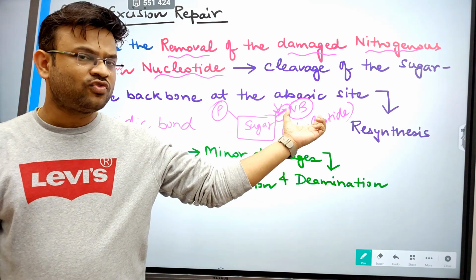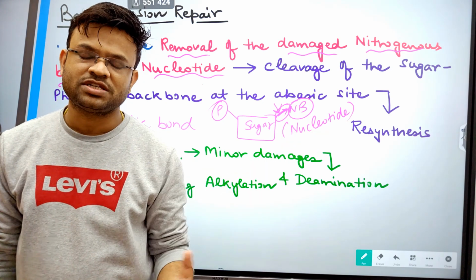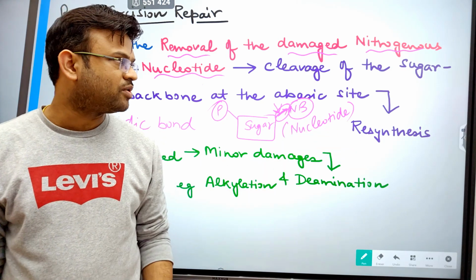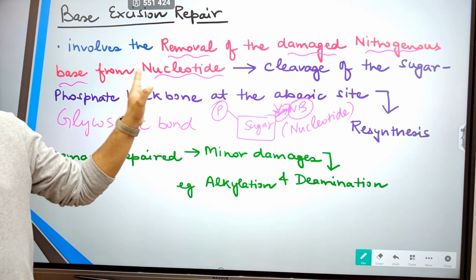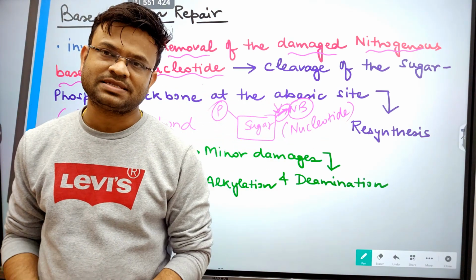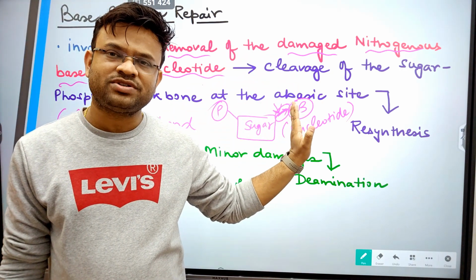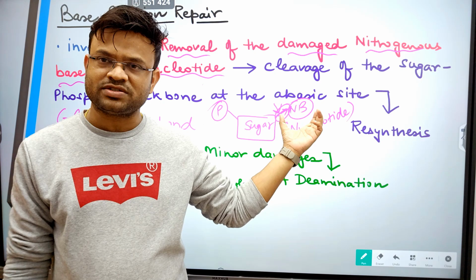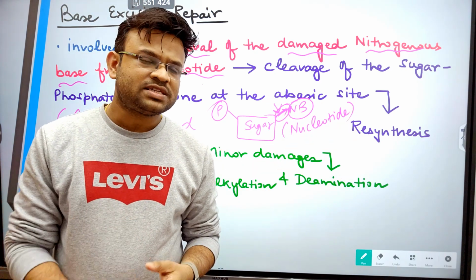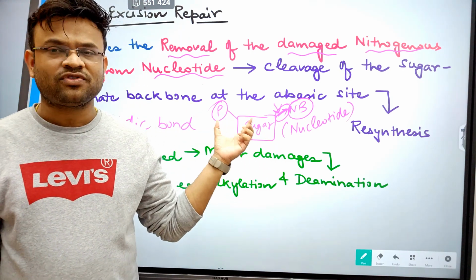Now, this involves the removal of the damaged nitrogenous base from the nucleotide. That means I have to remove this damaged nitrogenous base. Suppose this base is damaged or this base is not correct. What will be done is this nitrogenous base has to be removed from here, and then there is cleavage of the sugar phosphate backbone at the abasic site. So the first thing would be removal of this nitrogenous base. If the nitrogenous base gets removed, then what will be left? Only the sugar and the phosphate, right?